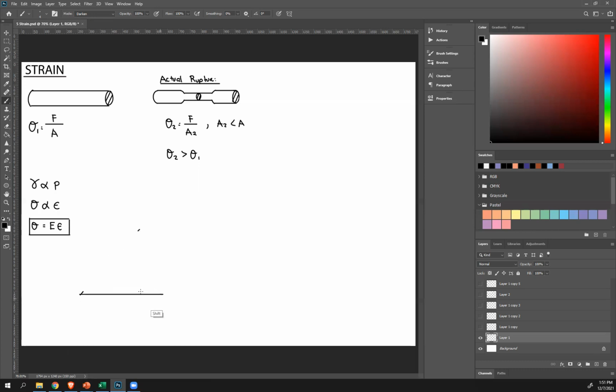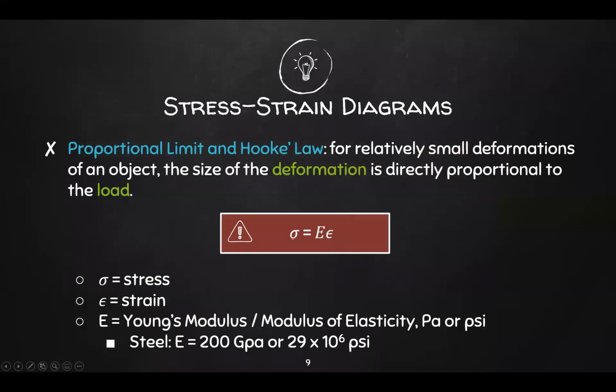So let's draw that graph again. I've mentioned earlier, the slope of this line is your Young's modulus E. And remember, slope is rise over run. The rise here was your stress, the run here was your strain. So equate that, that's stress over strain. Multiplying both sides by strain, you get stress equals E times strain, which is the same thing here. So those are some ways to get that equation. Again, sigma is stress, epsilon is strain, E is Young's modulus, also known as modulus of elasticity, in pascals or PSI.